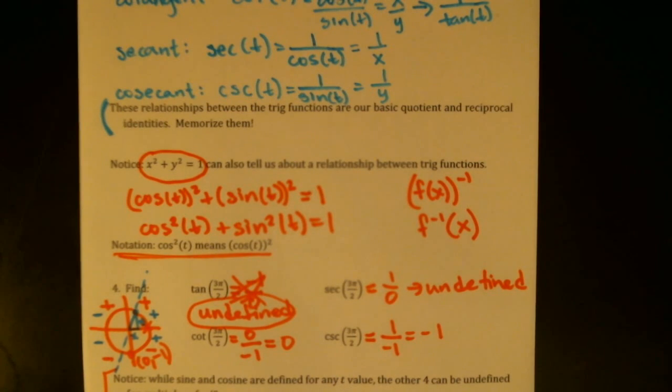So again, all of the trig functions take on positive and negative values. They can equal 0. The most recent 4 can be undefined. And the quadrant will determine whether you're taking on those positive or negative values.